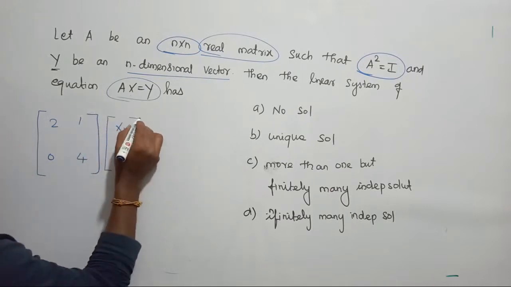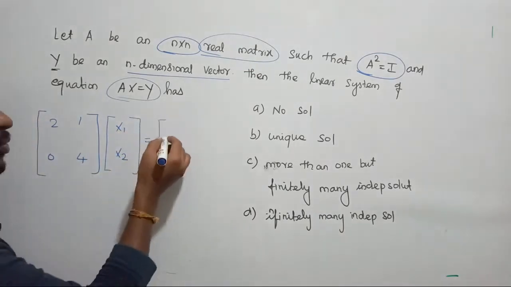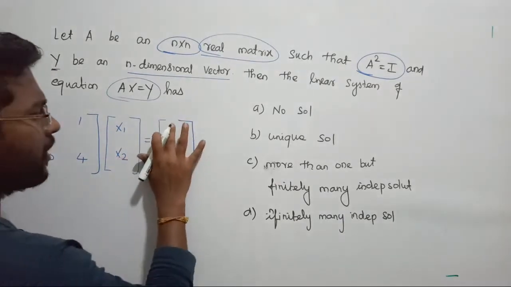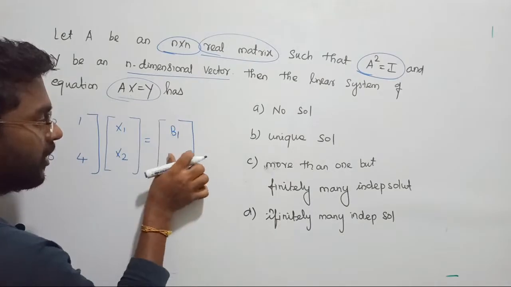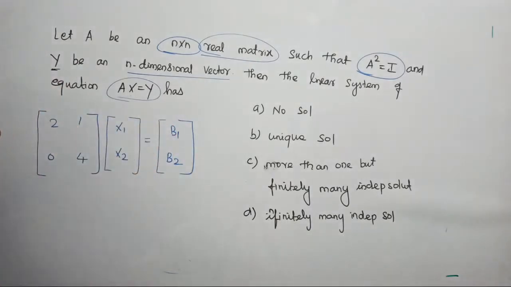x1, x2, right? Now, see, I don't want to bother about the value of b. You can take any value for b. Let me figure it out. b1, b2. You can consider any value for b. I need not panic about this b. But I know this is a non-homogeneous system that is given. So what is the conclusion here?